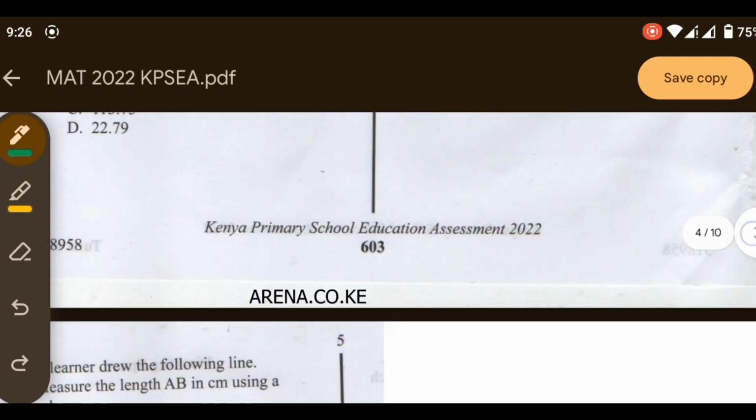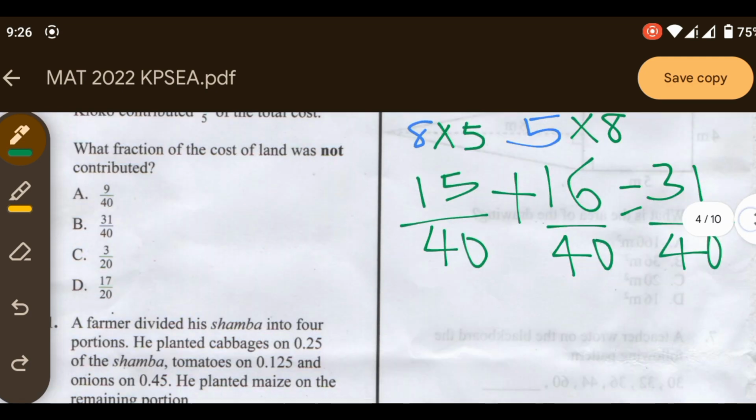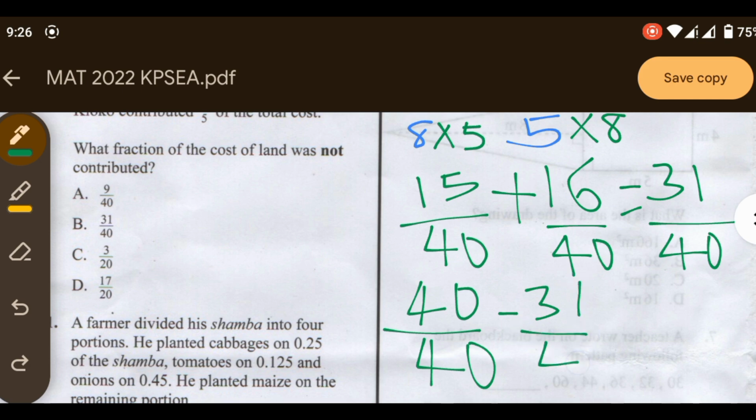So total contribution will be 40 over 40, and then we remove 31 over 40, so that we can find how much was not contributed. 40 minus 31 is 9 out of 40. So the answer is A. And you can use the analogy of, if you have a pizza, a full pizza, a very big pizza, the large one, then you cut it into 40 pieces and you guys eat 31 pieces. How many pieces are left? There are going to be 9 pieces out of 40.